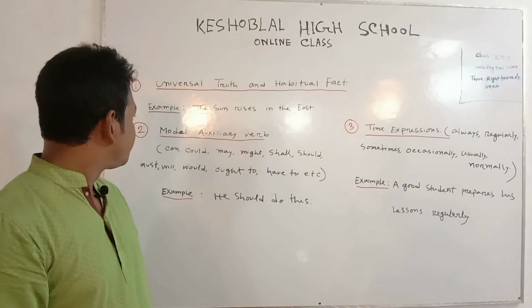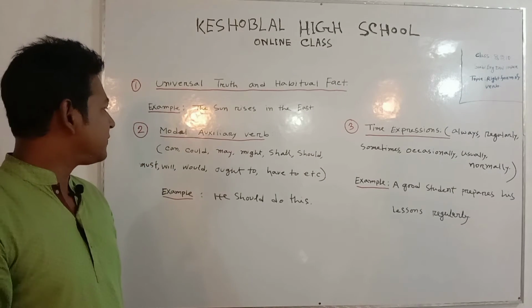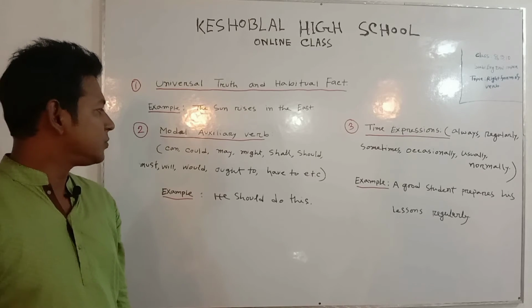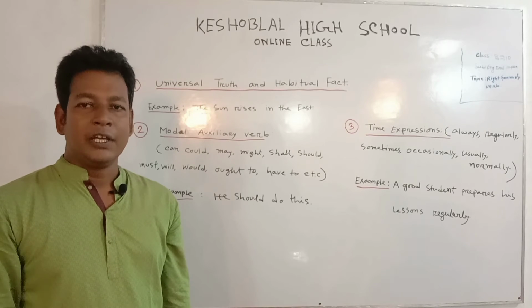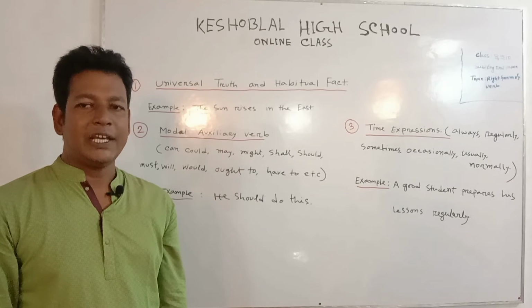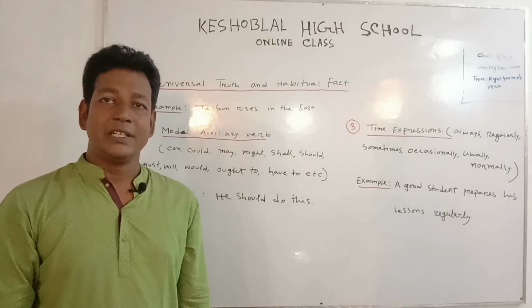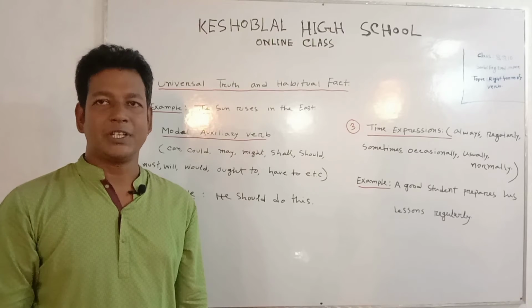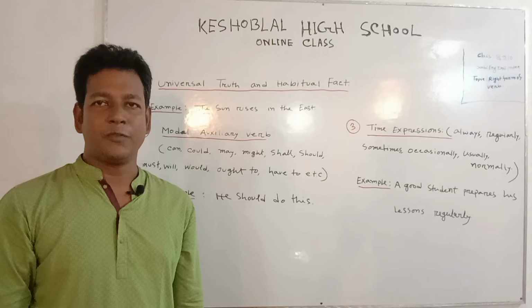Number 2. Modal auxiliary verb. Can, could, may, might, shall, should, must, will, would, ought to, have to. If you watch my last class, you are able to have a clear understanding of modal verbs. Well, in case of modal auxiliary verb, we have to use the base form of the verb. We can also say the V1 form of the verb.